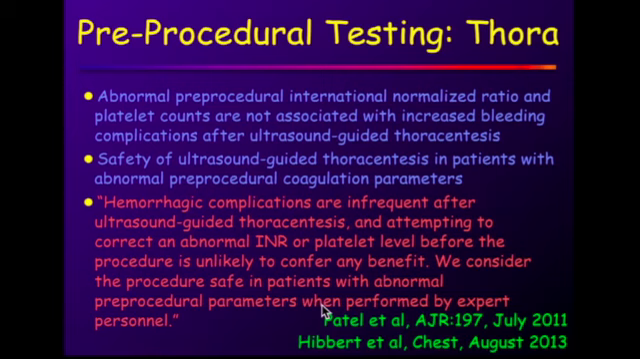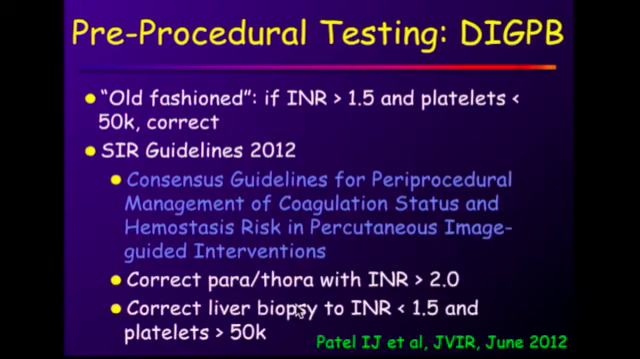Thoracentesis is a step up in terms of risk, I think, for most of us. And here's two papers. One said abnormal pre-procedural INR and platelet counts are not associated with increased bleeding after an ultrasound-guided thora. Another said that bleeding is really rare after ultrasound-guided thora, and attempting to correct an abnormal INR or platelet level is unlikely to confer any benefit. We consider the procedure safe in patients with abnormal parameters if done by somebody that knows what they're doing.